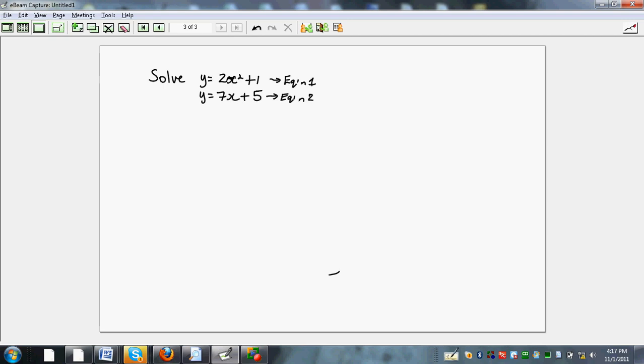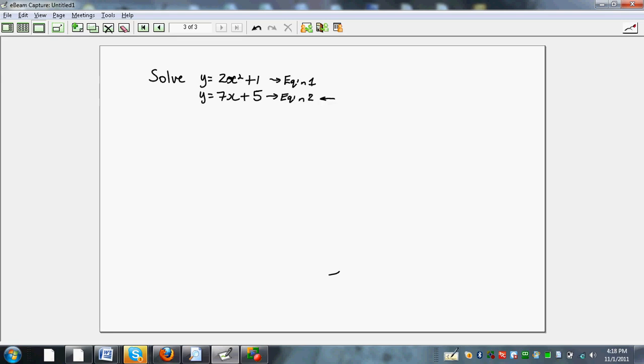The procedure there would be to get one variable in terms of the other. Either get x in terms of y or y in terms of x. Now in this case, equation 2 already has y in terms of x. In other words, y is the only thing on the left hand side, and y is expressed in terms of x on the right hand side. So y is equal to 7x plus 5. So already in equation 2, we have y in terms of x. So all we have to do is substitute y equal to 7x plus 5 into equation 1. So that's what we'll do.